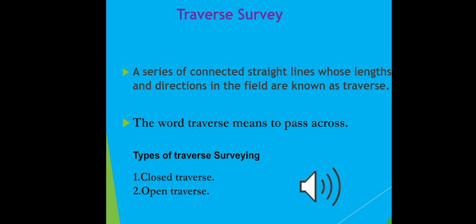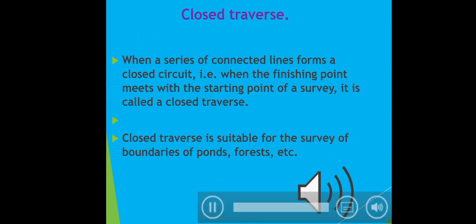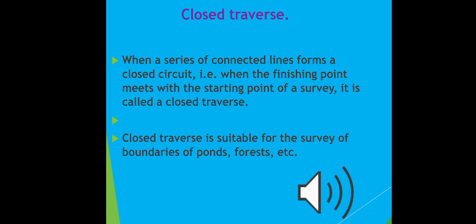There are two types of traverse in surveying. Number one, closed traverse, and number two, open traverse. When a series of connected lines forms a closed circuit, that is, when the finishing point meets with the starting point of a survey, it is called closed traverse. Closed traverse is suitable for the survey of boundaries of ponds, forests, etc.